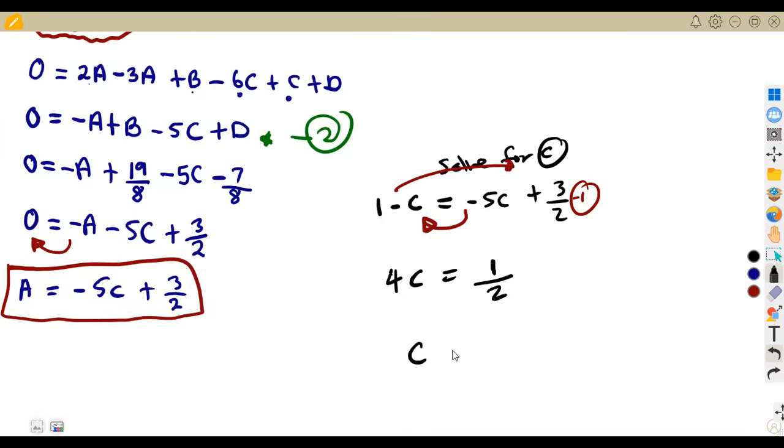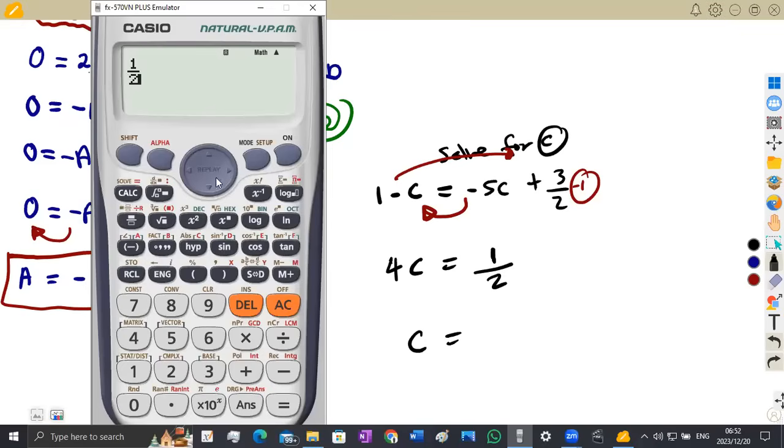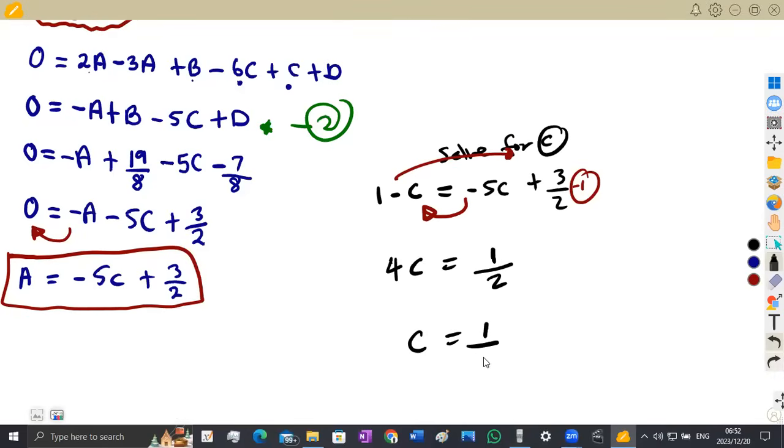So to find C, we have to divide by 4. So it's 1 over 2 divided by 4, right? You can just do that on your calculator, but that will be 1 over 8. So if we divide 1 over 2 by 4, we are going to get 1 over 8. So our C is going to give us 1 over 8.